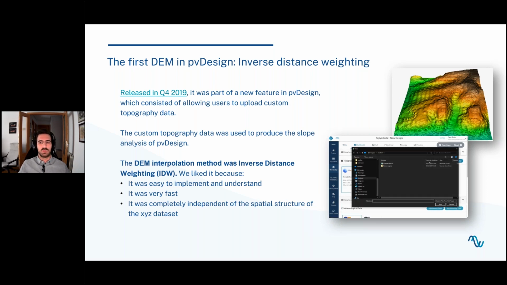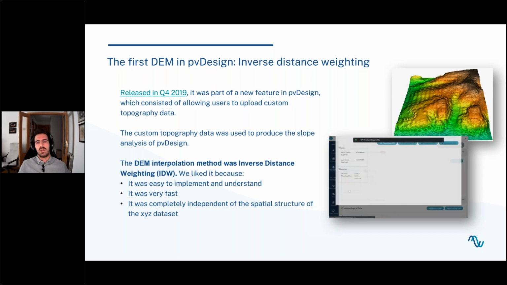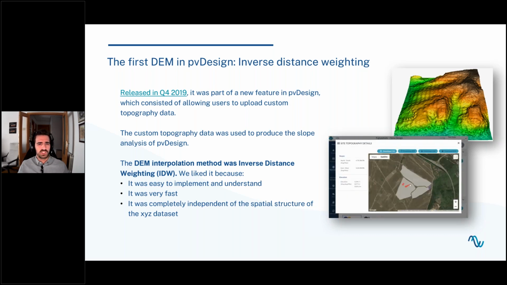And that's very important to us because it means that as long as someone uploads a CSV file with the correct format, it will be used and imported correctly. So this feature was originally implemented so that you could upload a CSV file for the terrain and use the slopes analysis tool in pvDesign. That was all that was available in pvDesign at that time. And it was still a very valuable feature.